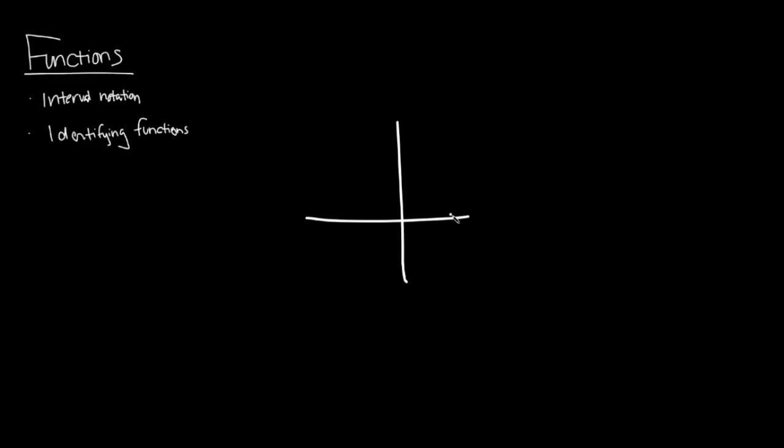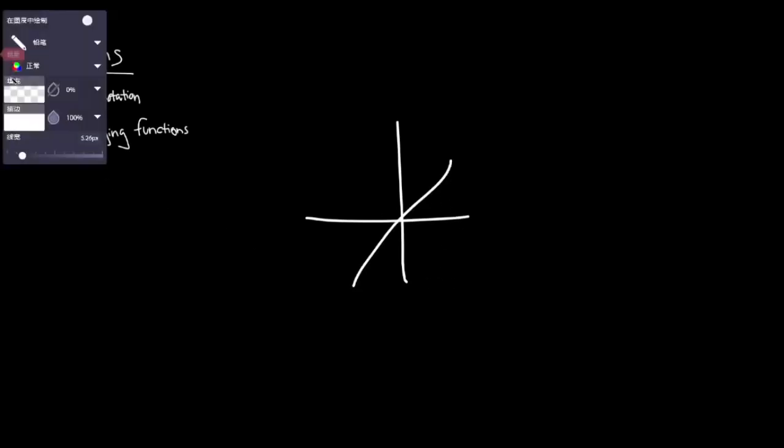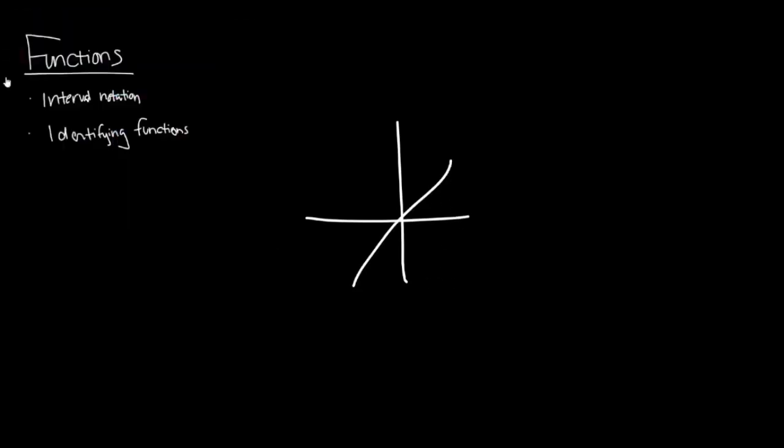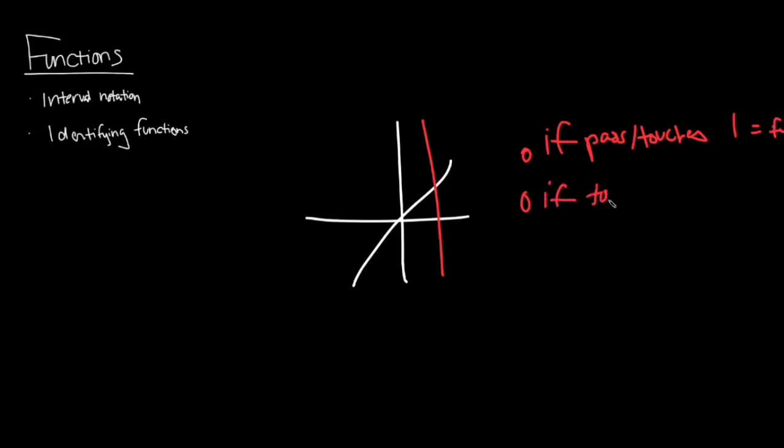So how do we identify a function? We use what's called the vertical line test. Now, what's the vertical line test? It's just something you do from top to bottom. You just cut down from top to bottom. There are two things to keep in mind. If it touches one time, that equals a function. If it touches twice, it is not a function. Very simple.